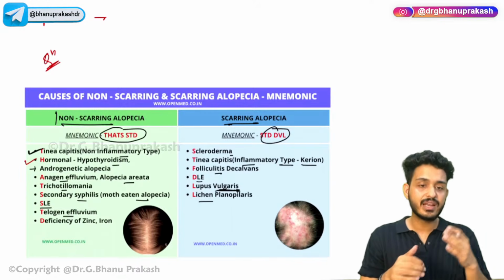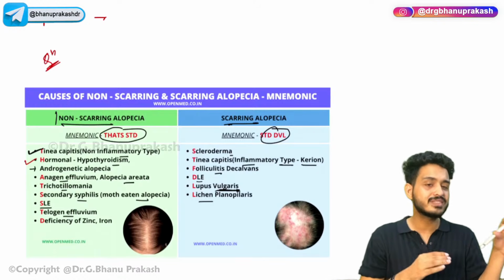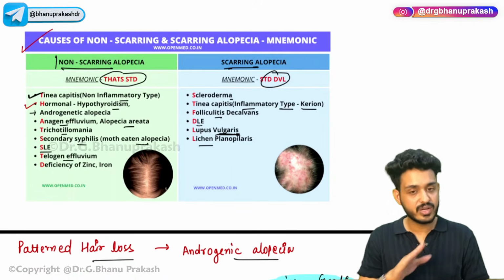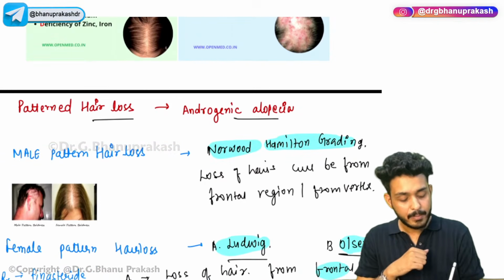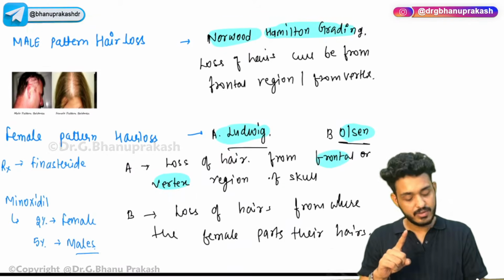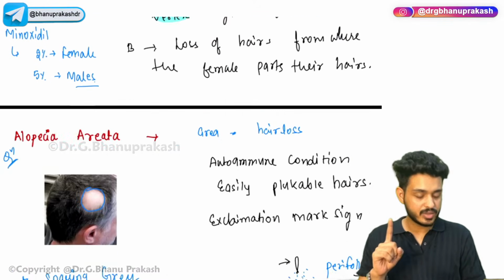You know, NEET PG and FMG are taken by the same board, so you have to solve all the questions. They are having a similar question bank, right? So you have to remember this. They can come up in your FMG examinations also. Pattern hair loss, androgenic alopecia. Male pattern we have seen Hamilton. Female pattern we are having Ludwig and Olsen, right? Treatment I have already told you.